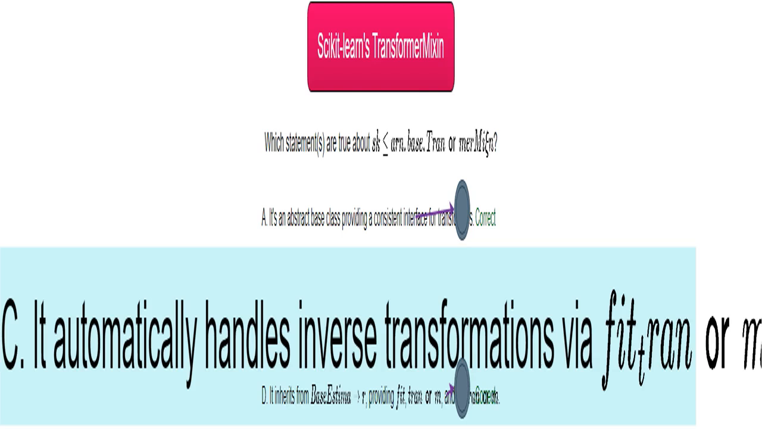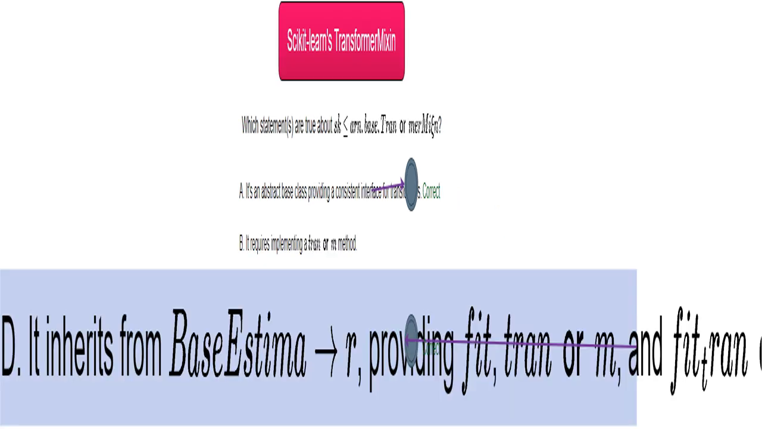fit_transform combines fitting and transforming data. It doesn't automatically handle reversing the transformations. You'll need a separate method like inverse_transform for that, and TransformerMixin doesn't provide that automatically. This is true.